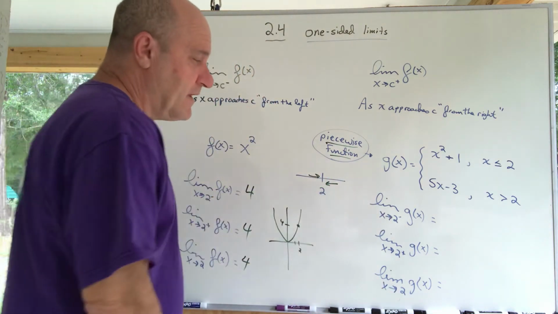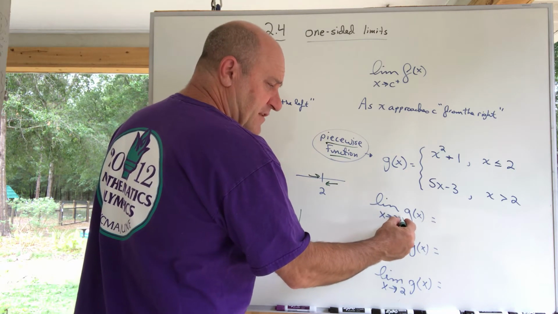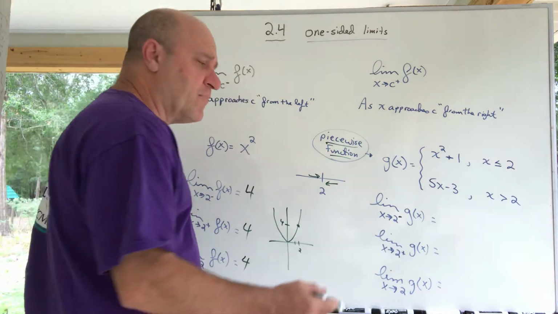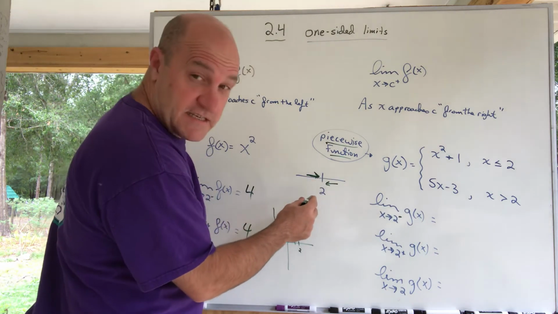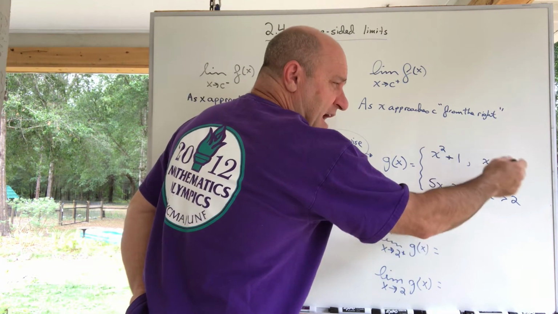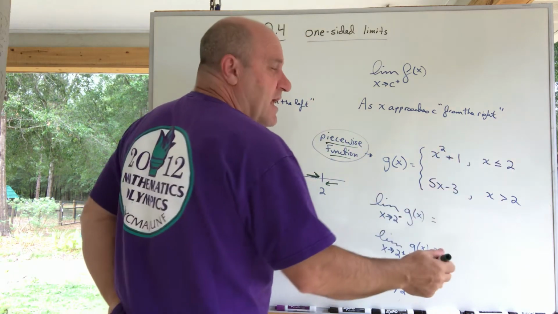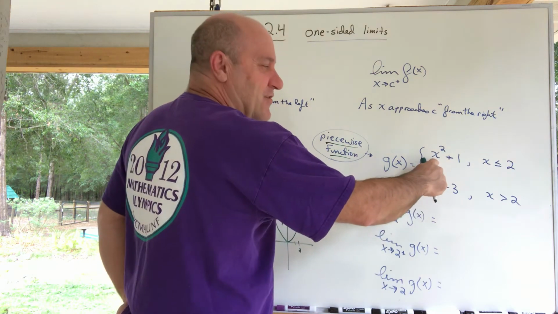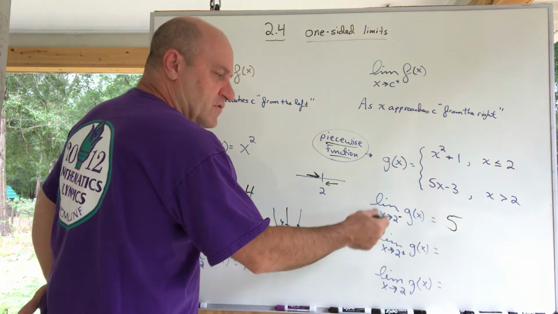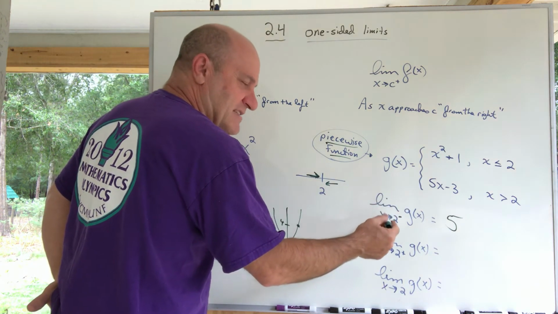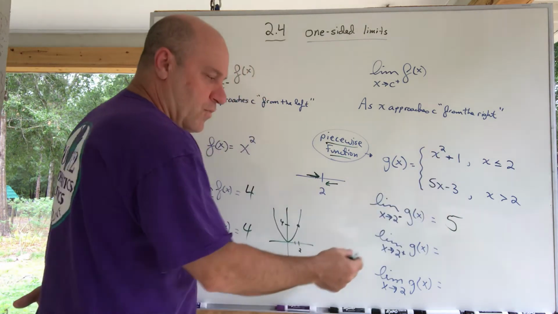So here we go. If I'm doing the limit of this function, g of x, as x approaches 2 from the left, you see the little negative sign, it's subtle. When you approach from the left, you're less than 2. If you're less than 2, you're up here with this piece of the piecewise function, and go ahead and plug in a 2. You get 4 plus 1, you get 5. So the limit as x approaches 2 from the left of this function is 5.